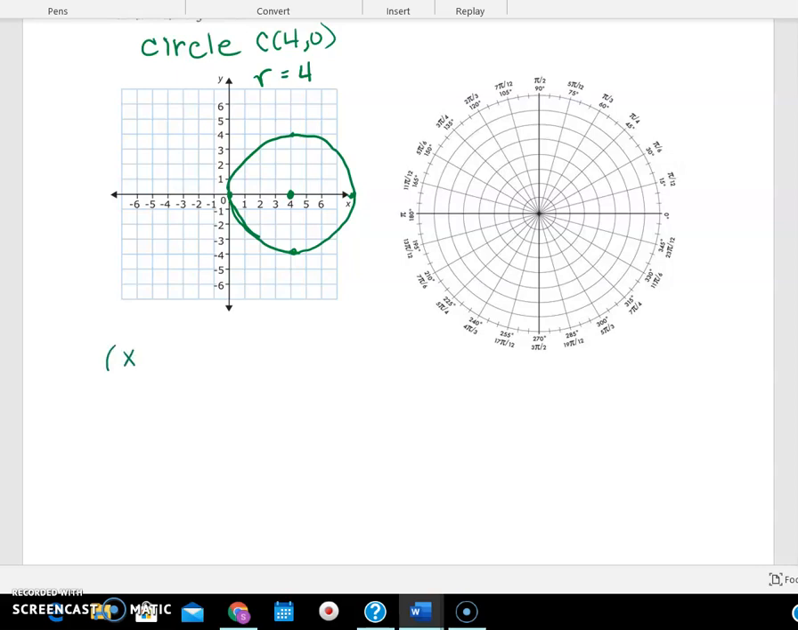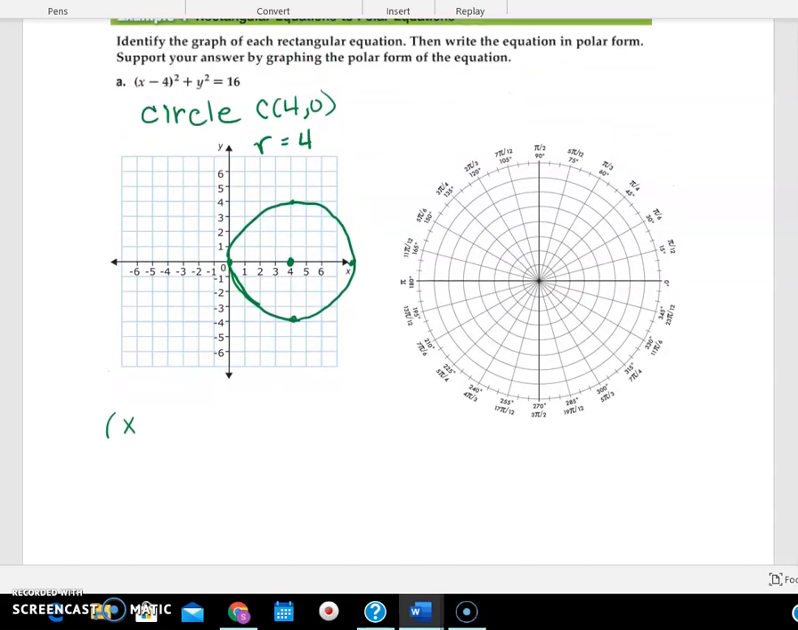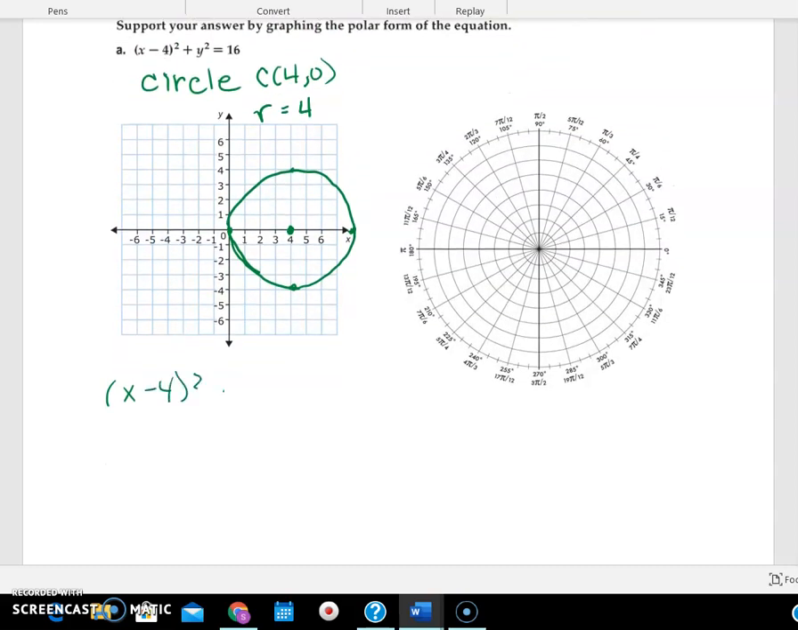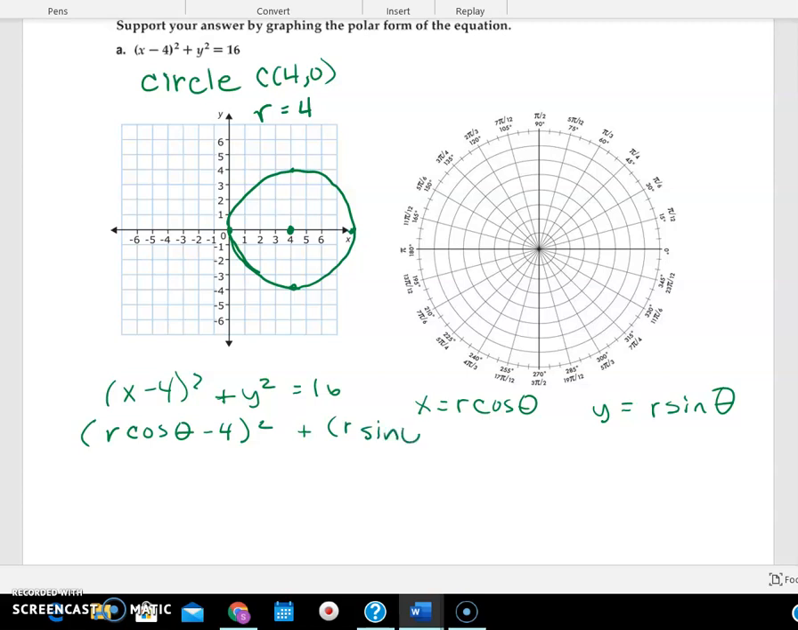So I had x minus 4 squared plus y squared equals 16. And we're going to substitute, we're going to replace x with r cosine theta, and we're going to replace y with r sine theta, right into this rectangular equation. So I'll have r cosine theta minus 4 squared plus r sine theta squared equals 16.